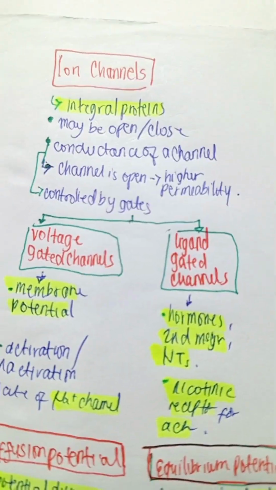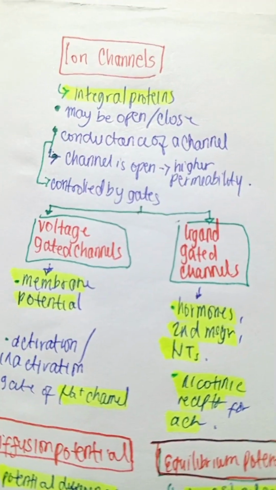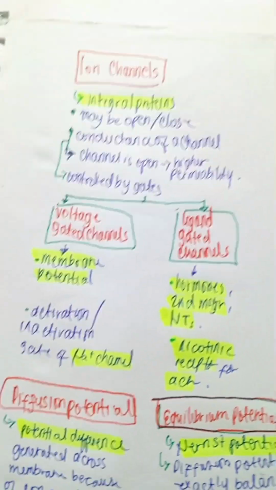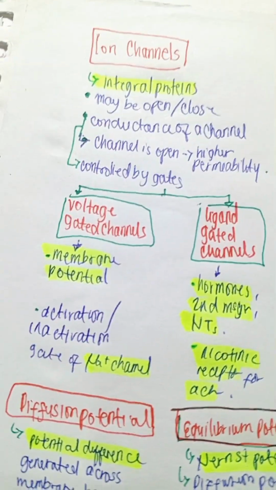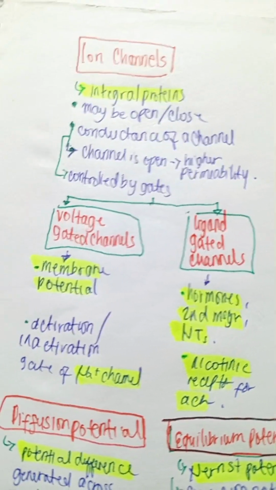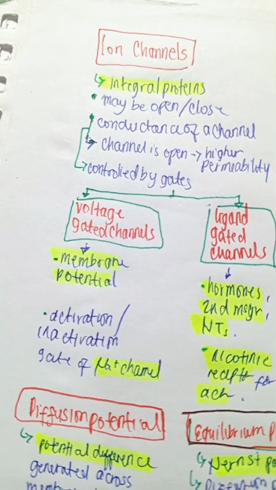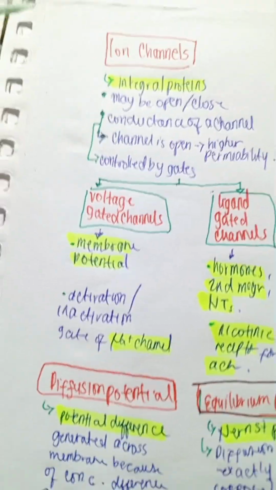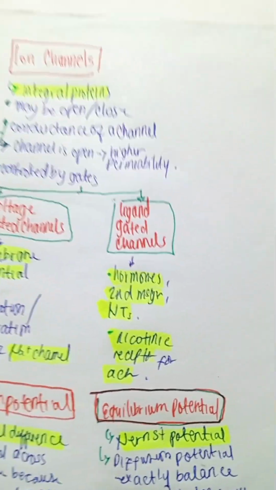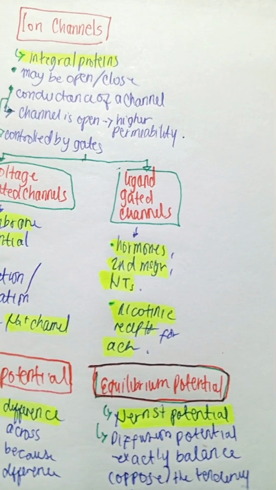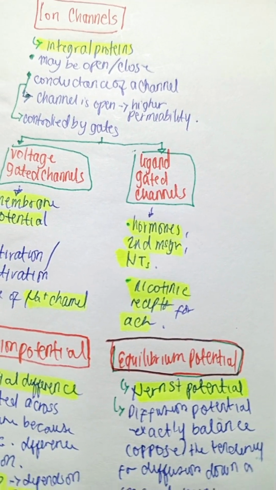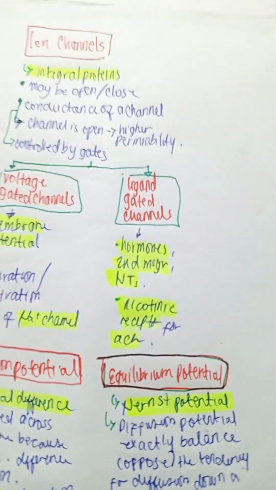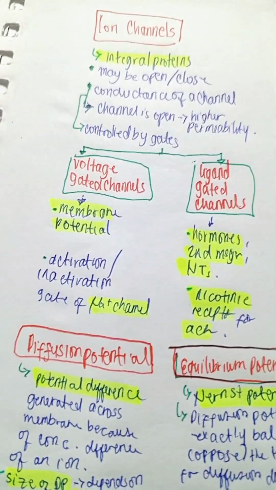And these ion channels are controlled by gates. There are two types of gates, the voltage-gated channels and the ligand-gated channels. In the voltage-gated channels, these are the membrane potential and the activation or inactivation gate of the sodium channel. And for the ligand-gated channels, the hormones, second messengers, neurotransmitters, and the nicotinic receptor for acetylcholine can be found.